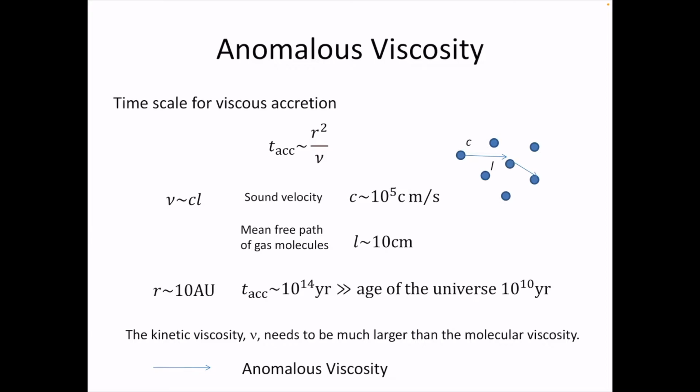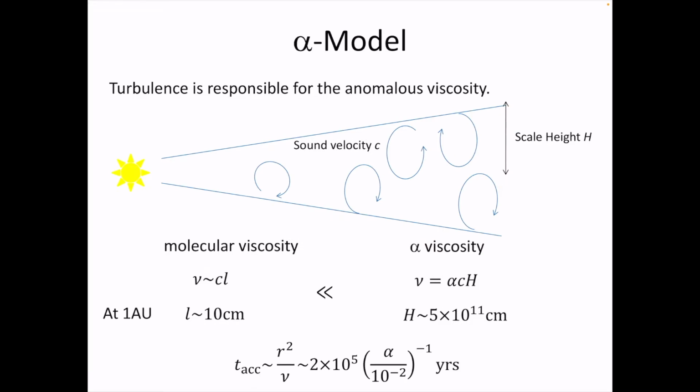We introduce the alpha model for the huge viscosity. In the alpha model, turbulence is responsible for the anomalous viscosity. We consider a number of vortices in a disk. Instead of the mean free path of gas molecules, we use the scale height of a disk to calculate the kinematic viscosity. So in the case of the molecular viscosity, nu is expressed as the product of the sound velocity and the mean free path. In the alpha model, alpha viscosity is expressed as nu equals alpha times c, the sound velocity, times h. H is the scale height of a disk.